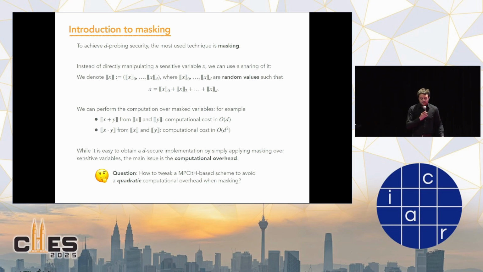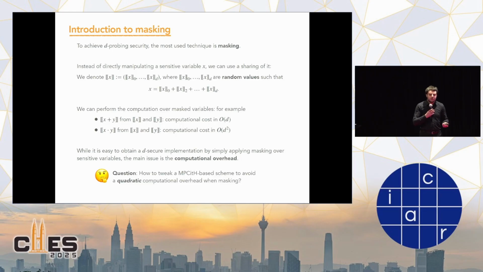Okay. And so we can make computation on the mask variable. For example, if we have a sharing of x and a sharing of y, we can easily get a sharing of the sum of the two values, with a cost linear in the size of the sharing. It will be linear in the masking order. And we can also get a sharing of the product, but in that case, the computational cost of this operation will be quadratic in the masking order.